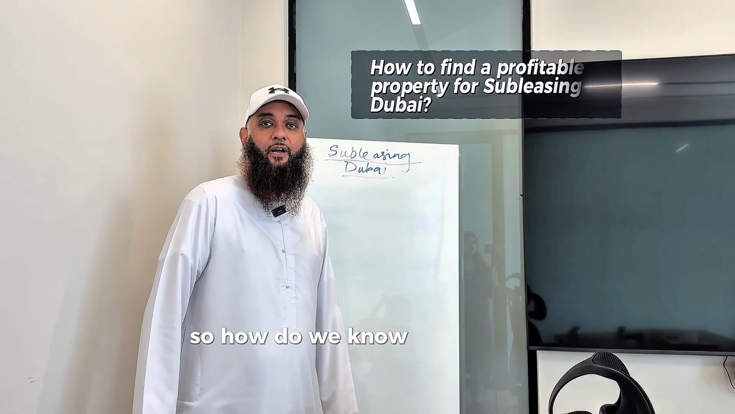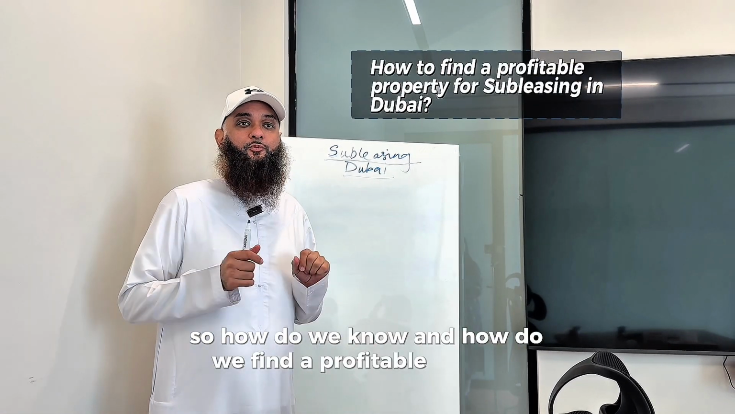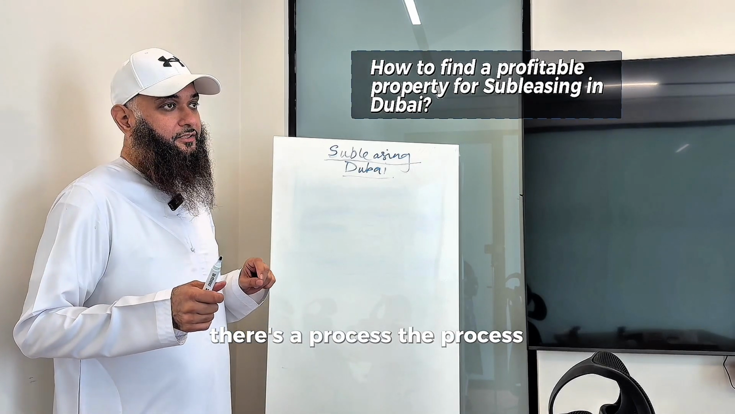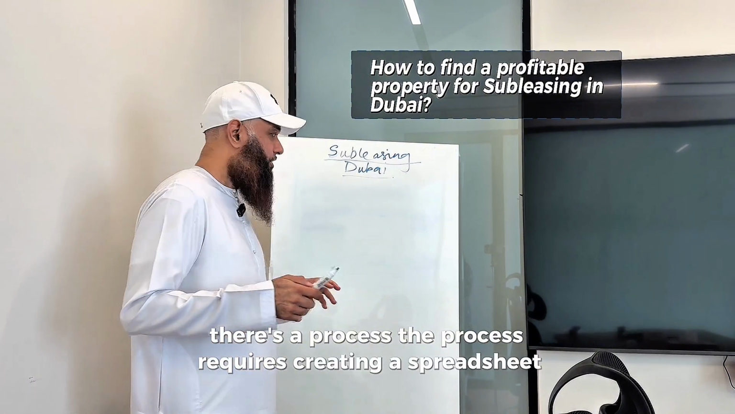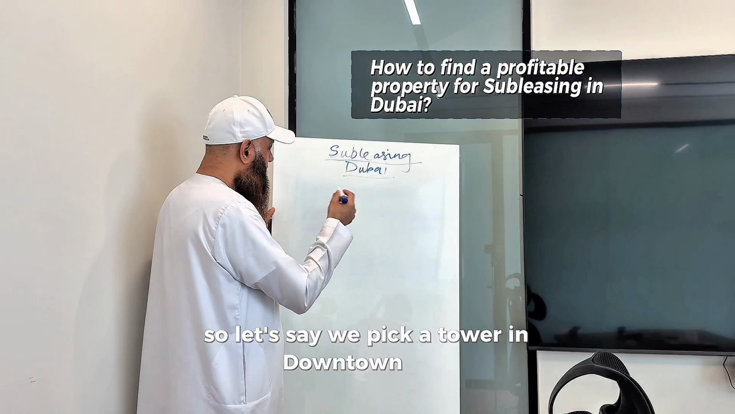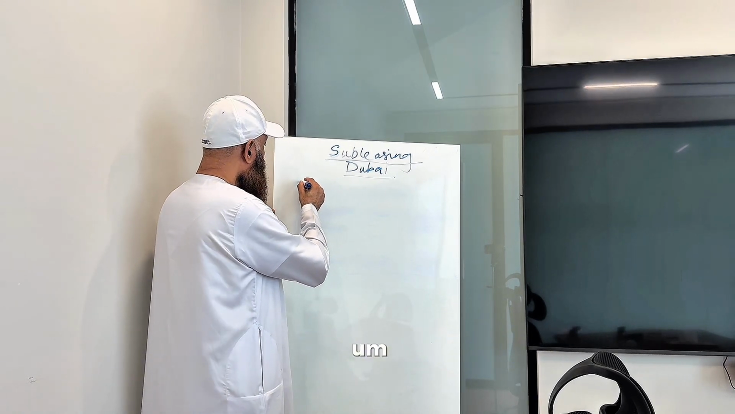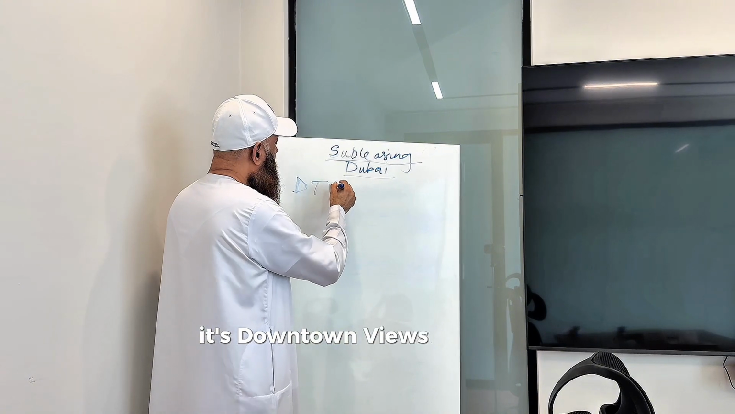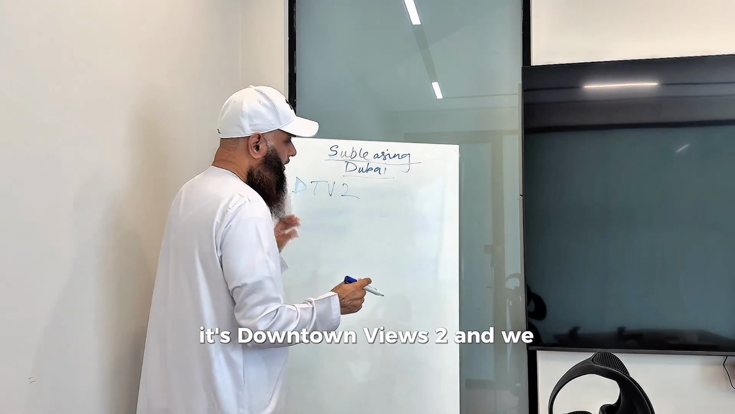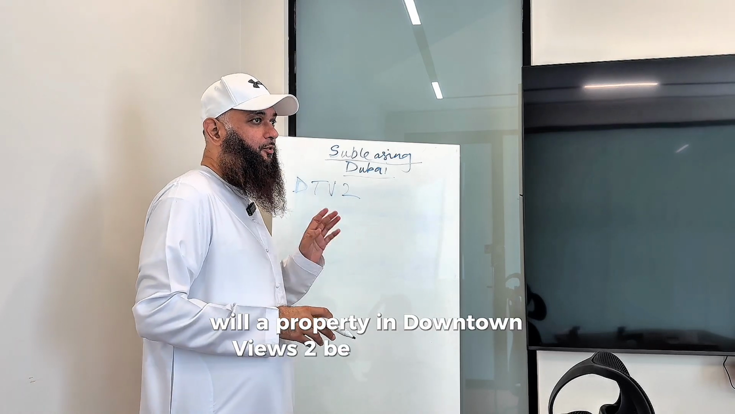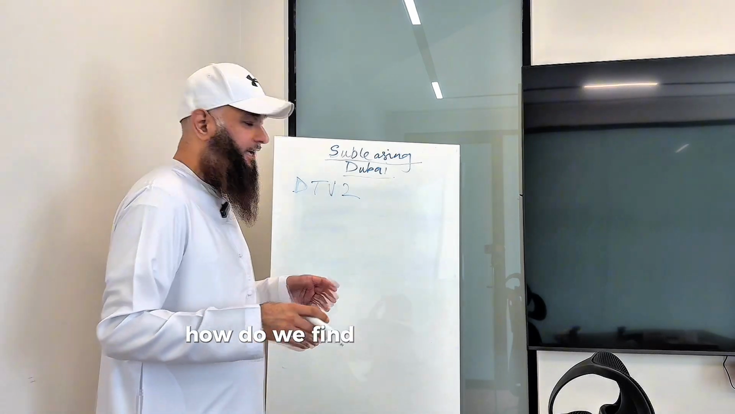So how do we know and how do we find a profitable property? There's a process. The process requires creating a spreadsheet. So let's say we pick a tower in downtown and let's say for argument's sake, it's Downtown Views 2. And we want to know, will a property in Downtown Views 2 be profitable for subleasing? How do we find out?